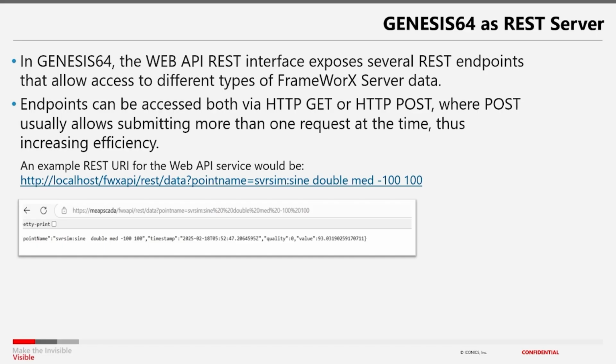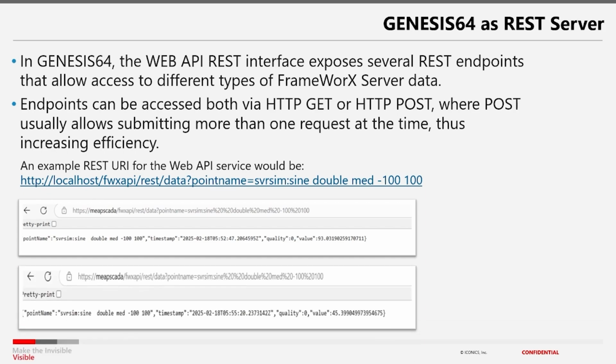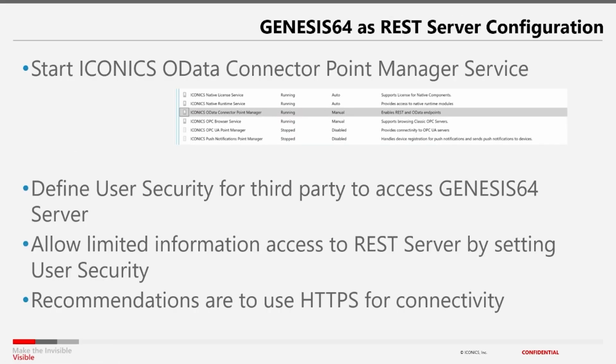So what do we need to configure on Genesis side to start with? Yeah, there are certain requirements that you need to set up also. Before that, you can go to this REST API reference to understand these details. The requirement to set up this as a REST server, first of all, we need to start the Iconic OData connector point manager. We do have this point manager that's available once you install Genesis, so you can start it.